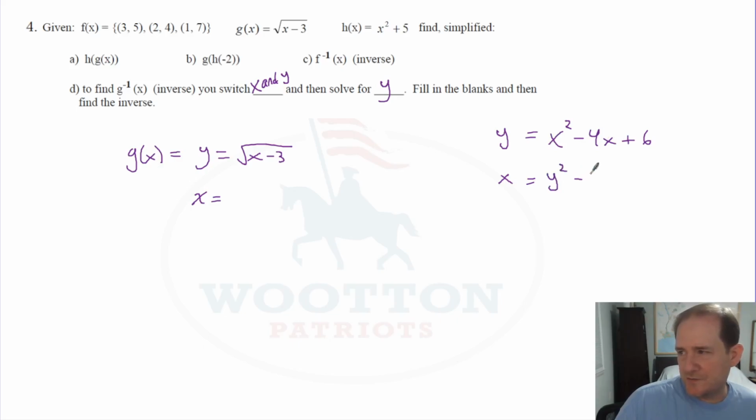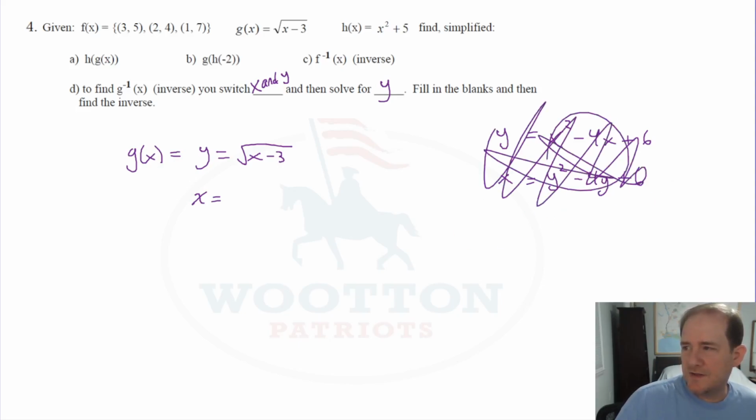So you'd go y squared minus 4y plus 6, and then you'd have to find a way to isolate these y's and solve for y. Luckily, that's not the situation we have. So for us, we just have x equals root y minus 3.